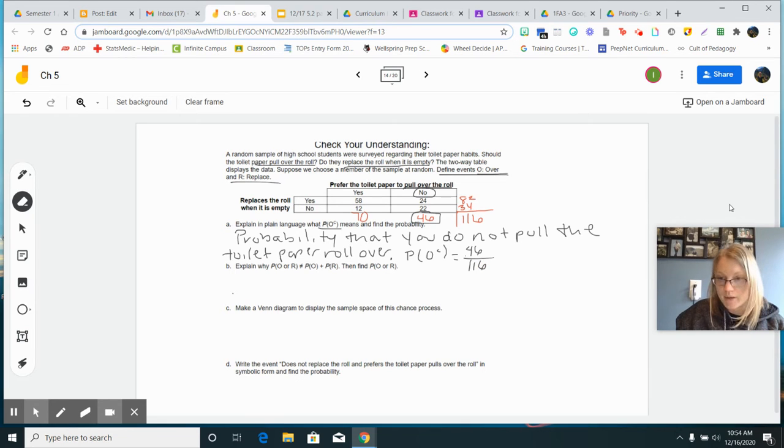So that's problem A. For problem B, this is notation. So it says the probability of selecting someone that is O or R. So O means you pull the toilet paper roll over, or R is that you replace it. So what's the chance we get somebody that either pulls it over or replaces the roll?